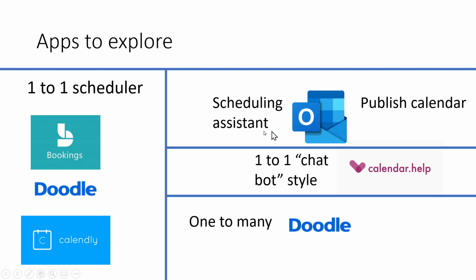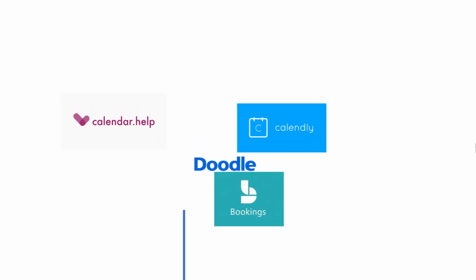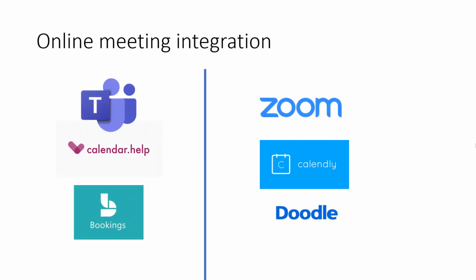Outlook has a couple of features. For example, if you're doing stuff internally, the scheduling assistant is great. I'll show you how to publish the calendar like I did. And also a chatbot style for one-to-one meetings. So key things to think about are ease of use versus how many features they have. Bookings is probably the most amount of features, but ease of use is not great. That I'll show you.